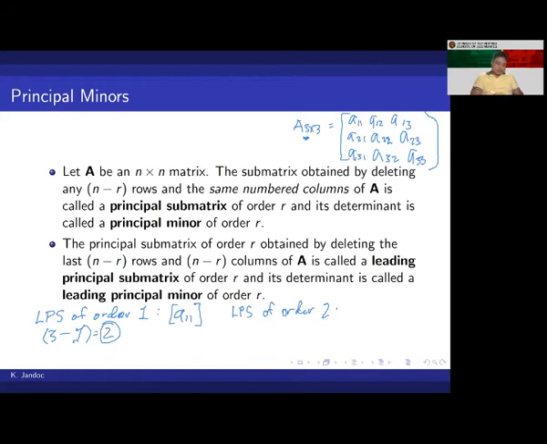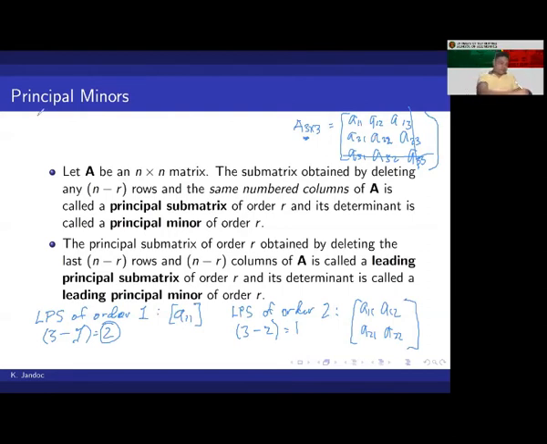So according to the definition, we should delete the last n minus r rows. So it's 3 minus 2, the last one row, or the last row and column. By that definition, we should delete the last row, which is row 3, and the last column, which is column 3 of this matrix A. So you're left with A11, A12, A21, A22. This is the leading principal submatrix of order 2.